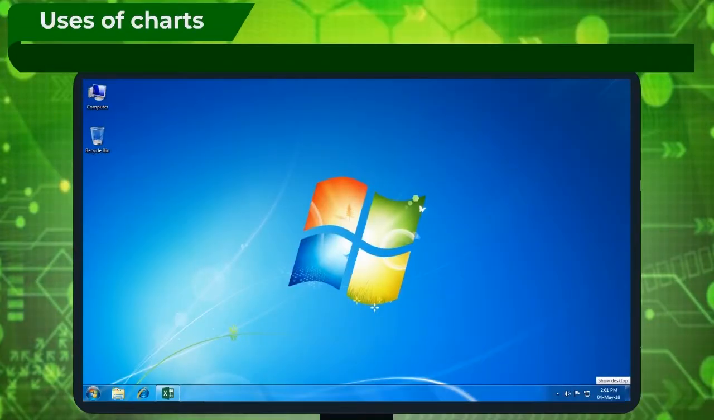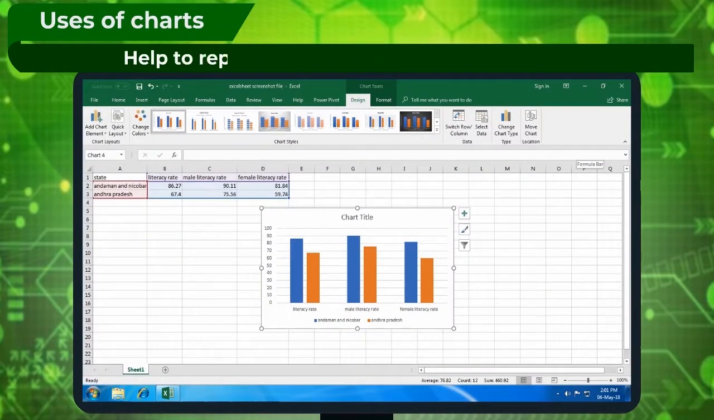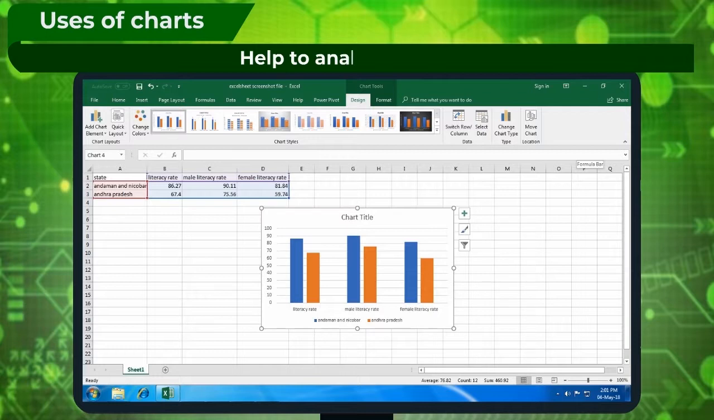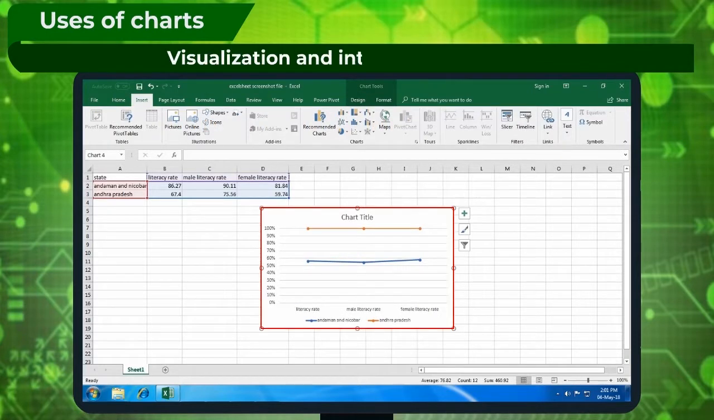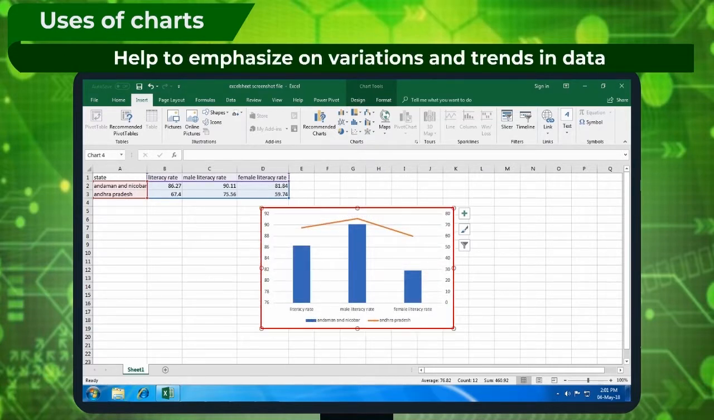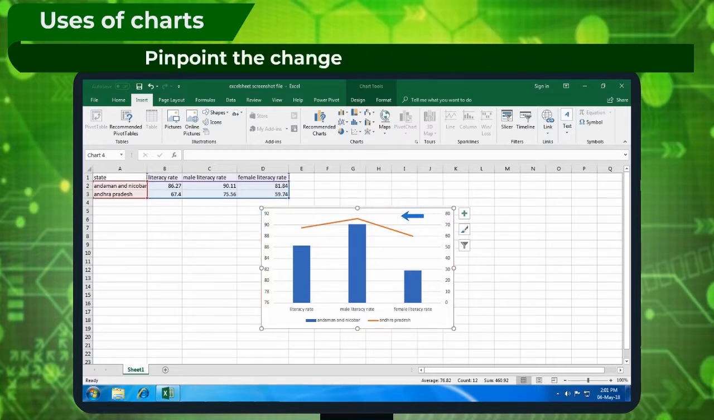Uses of charts. Help to represent data pictorially and effectively. Help to analyze the data. Visualization and interpretation of data becomes easy and clear. Help to emphasize on variations and trends in data. Pinpoint the change in data value at a point.